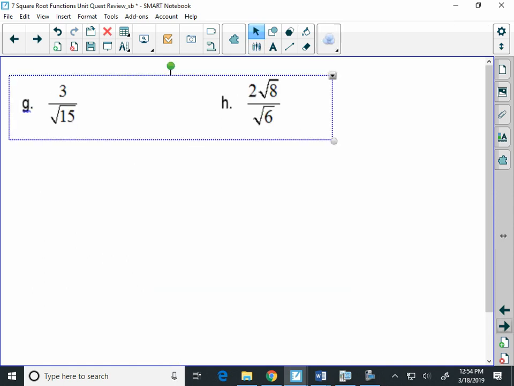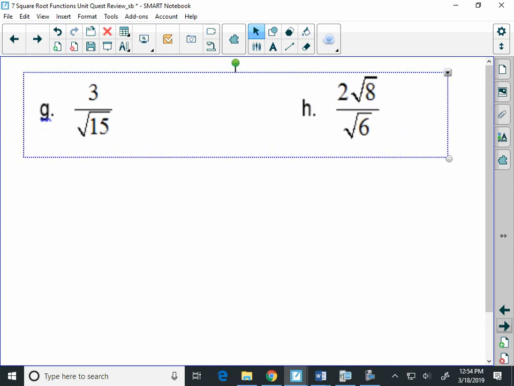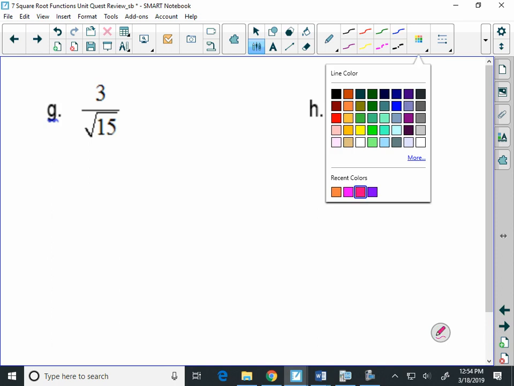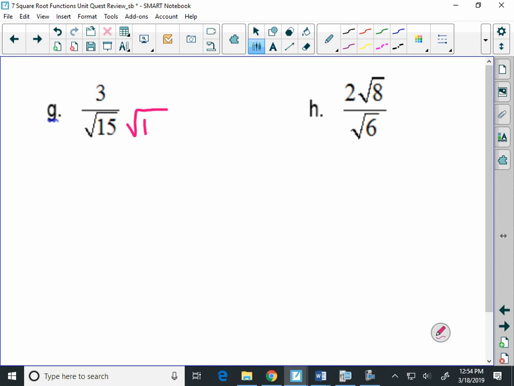Letter G. Same idea on letter G. We want to get rid of the radical in the denominator. The process is going to be the same. We're going to multiply the bottom by the square root of 15. We're going to multiply the top by the square root of 15. And we end up with 3 times the square root of 15 in the top.